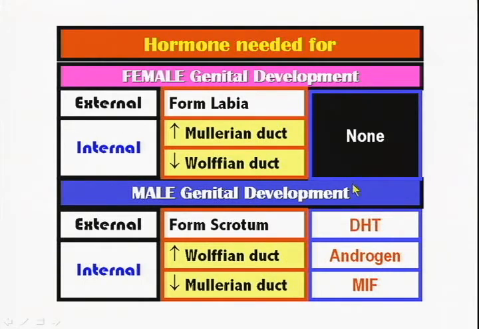When you have complete androgen insensitivity, you will have failure of the Wolffian duct to develop because there are no receptors to the androgens. But the Müllerian system will involute because the testes still produce Müllerian inhibitory factor.